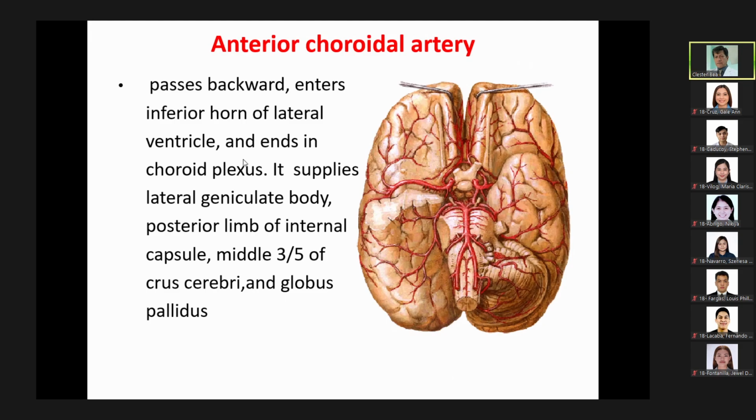Okay, sorry. To continue, like I said, the anterior choroidal artery goes inside the inferior horn of your lateral ventricle, and it will become your choroid plexus. Now, the anterior choroidal artery also supplies the lateral geniculate body, the posterior limb of the internal capsule, and three-fifths of the crus cerebri or the cerebral peduncle and the globus pallidus.